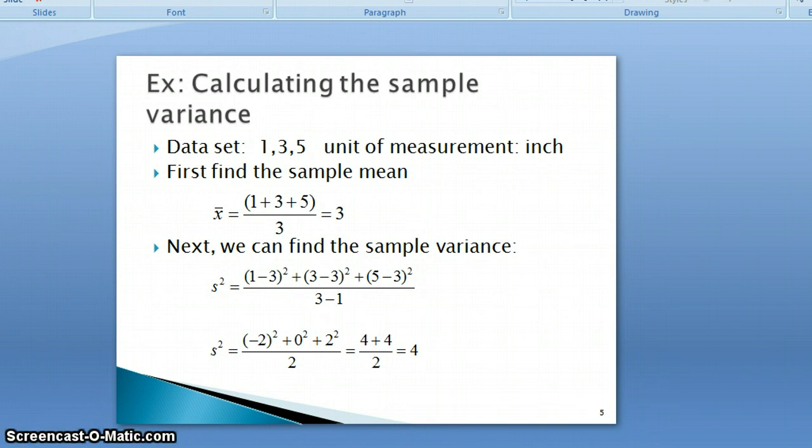So here we do 1 minus 3, where 3 is the sample mean, square that. Then we do 3 minus 3, square that. And we do 5 minus 3, square that. Then we're going to add up all those squared differences. So we end up with 4 plus 4, and we're going to divide by sample size minus 1. Here the sample size is 3, so we're going to divide by 2. So we get a sample variance of 4.